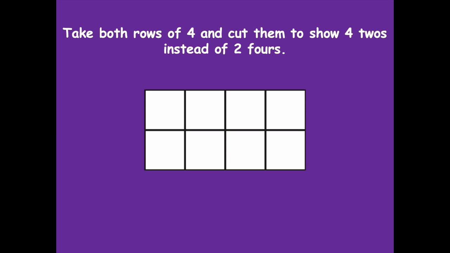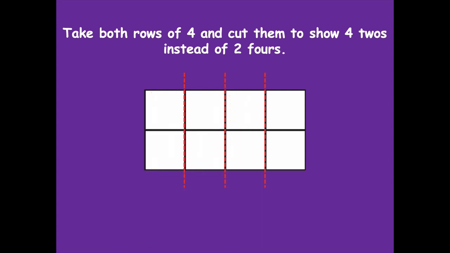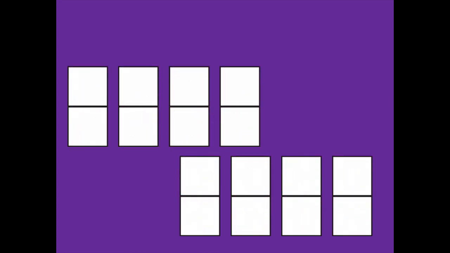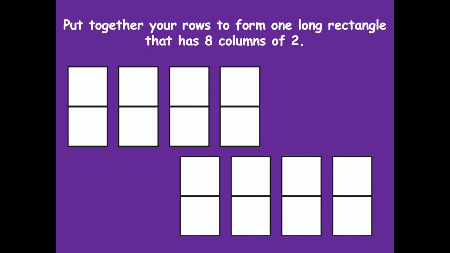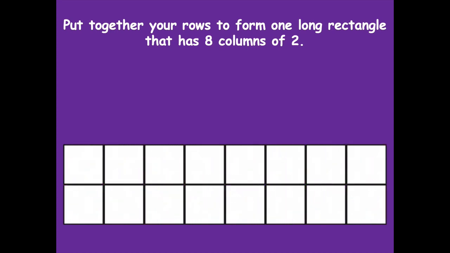All right, so we're going to take both rows of four and cut them into four twos instead of two fours. So you're going to cut them here. So pause the video, make those cuts of your other rectangle. All right, so now here's what we should have, okay? So put together your rows to form one long rectangle that has eight columns of two. So pause the video, put them together so you have eight columns of two, and then click play when you're ready for the next step. All right, friends, pause if you need more time. All right, so here is my long rectangle with eight columns of two.